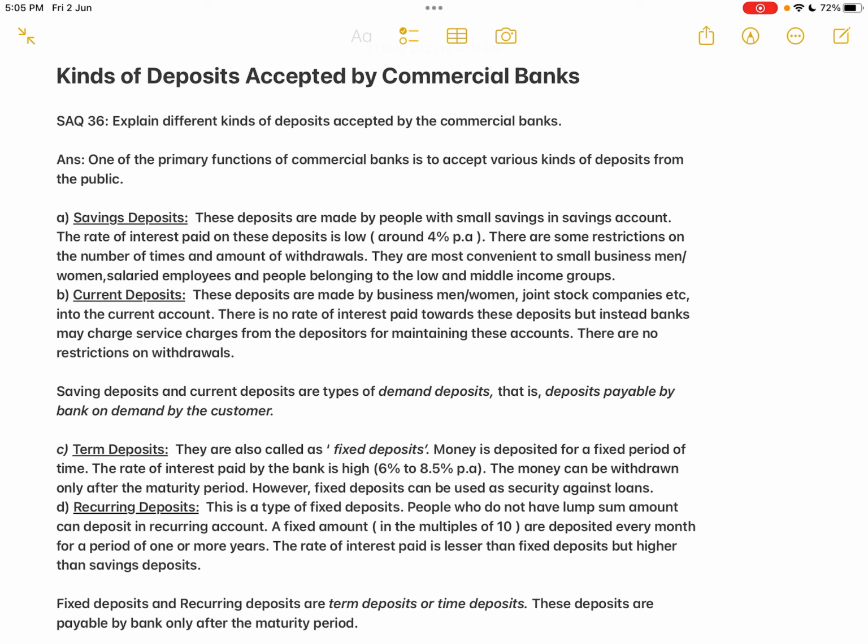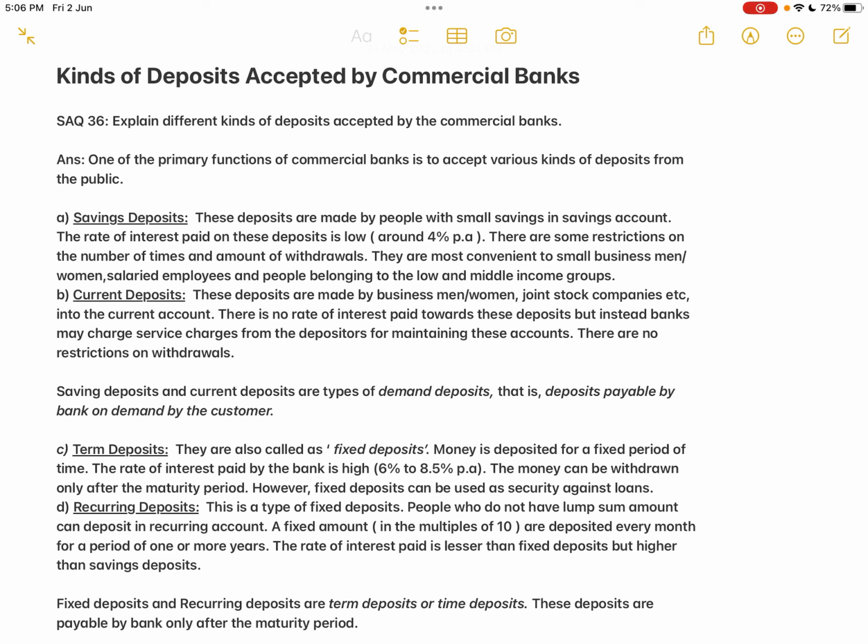In today's class, we will check out the next 5 marks answer from Unit 9 Money, Banking and Inflation. That is, what are all the various kinds of deposits accepted by commercial banks. Okay, so this is SAQ 36. Explain the different kinds of deposits accepted by the commercial bank.